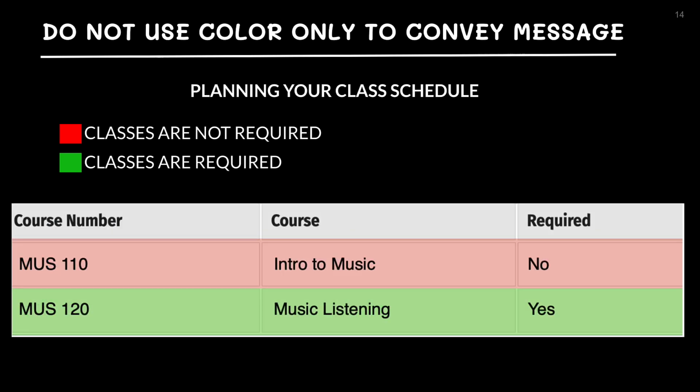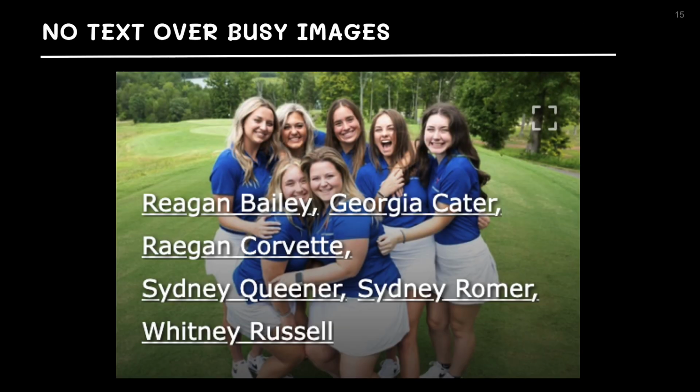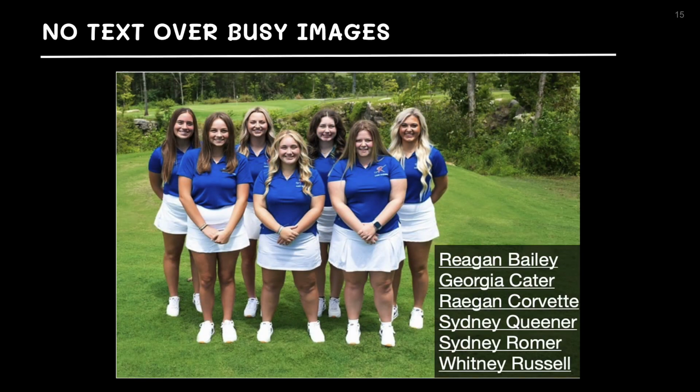So in this example, we still have the color, the red and the green, but we've also added the no and yes, right? Giving another visual indicator of what's required and what's not required. Equally important, do not put text over a busy image because it's hard to read. Even in this example where I've put a shadow behind it, it's still hard to read those names. So when at all possible, locate text not on top of a busy background.